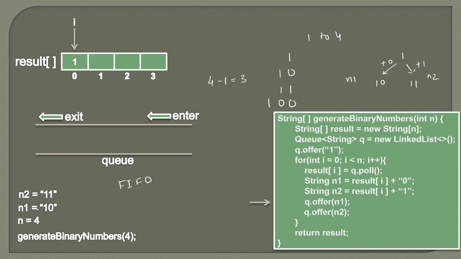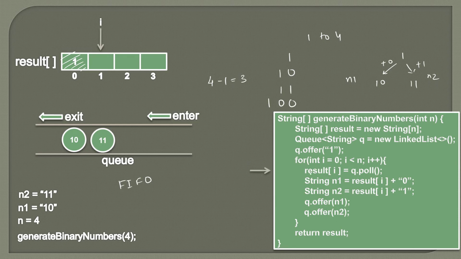And we know that after generating n1 and n2, we will put them into the queue in the respective sequence. n1 will go first and then n2 will go. So first we will offer n1, so 1 0 will go into the queue. And then we offer n2, which is 1 1. So now our queue has two elements, 1 0 and 1 1. After placing the first element at its correct position in the result array, we will increment I. I becomes 1, which points to index 1.